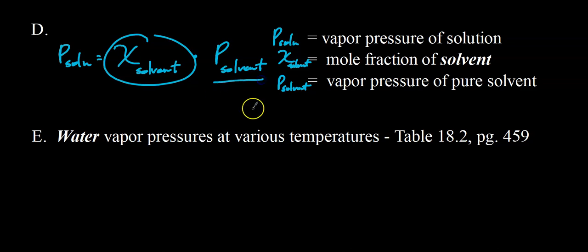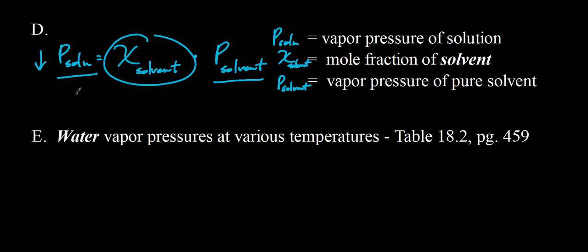And so you have the vapor pressure of the solvent times some number that is less than 1. You're going to end up with the vapor pressure of the solution being less than the vapor pressure of the pure solvent. So something that's important also to reference is you have a table in your book on page 459.